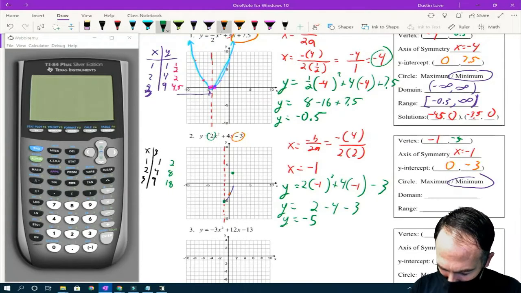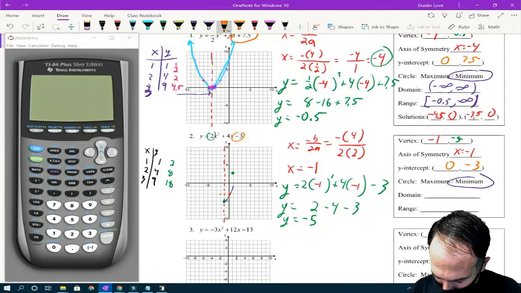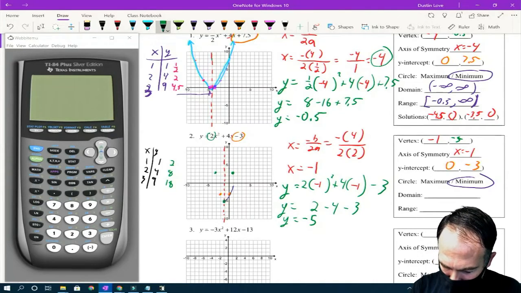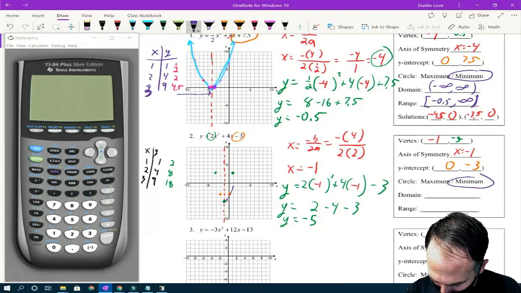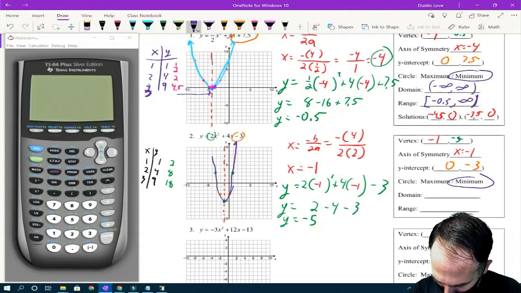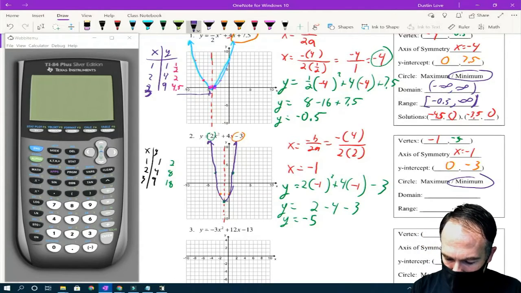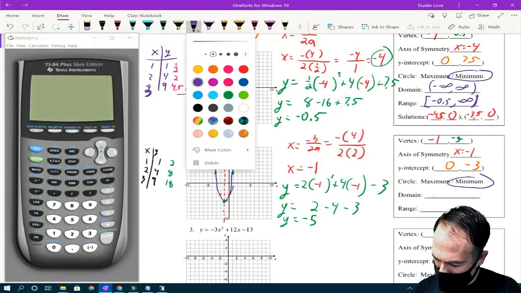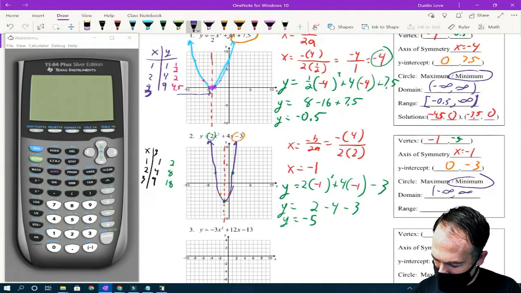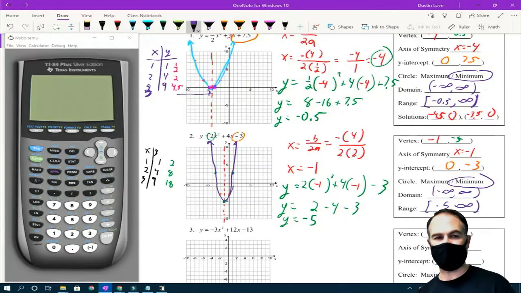And now let's go ahead and reflect those points over. This one goes here. Then this one goes here. And now we're going to graph. Domain: all real numbers. Range: here my bottom is at -5 to infinity.